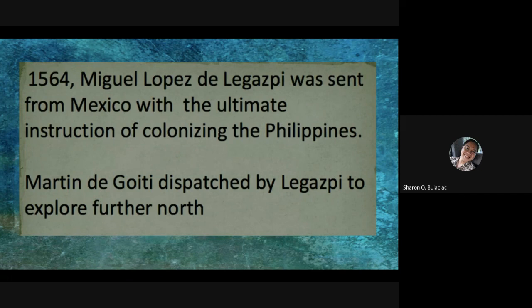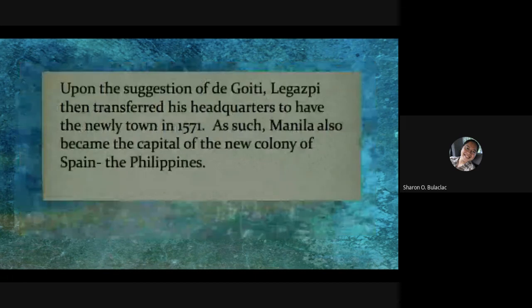Then, when they were able to come to the Philippines, in the Legazpi expedition, first they were able to establish a settlement in Cebu, then they transferred to Panay. Then, when they were able to establish a settlement in Panay, he requested his men, under the leadership of Martin de Goiti, to explore further north. So sa north na yon, doon nila nahanap yung fortified city, the city of Manila, ruled by a Muslim chief. Upon the suggestion of de Goiti, Legazpi then transferred his headquarters to the new town in 1571. So in 1571, they declared Manila as the new capital of the new colony, the Philippines. This is how the Spaniards were able to gain foothold in the Philippines.